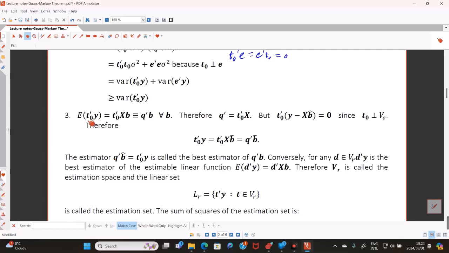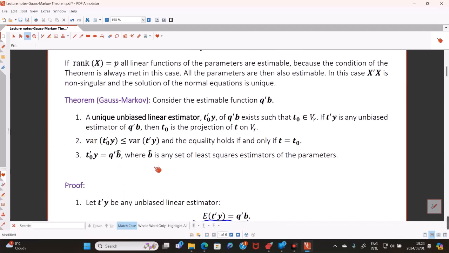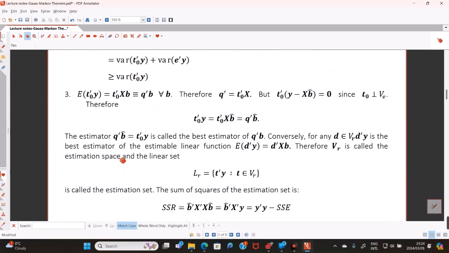The expected value of, let's look at the third component, which shows the importance of the least square estimators. It says that this linear function of observations is nothing than q prime b hat. B hat is the least square estimators. So you take this vector of coefficients and multiply it with b hat. Now let's look at the proof of that.